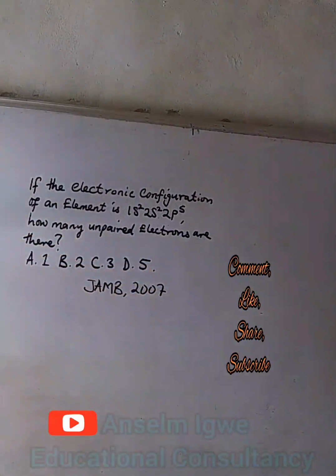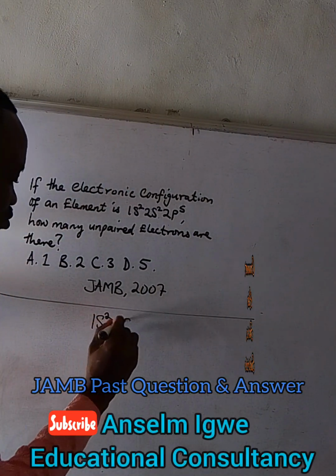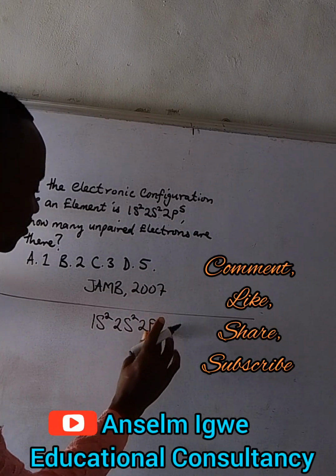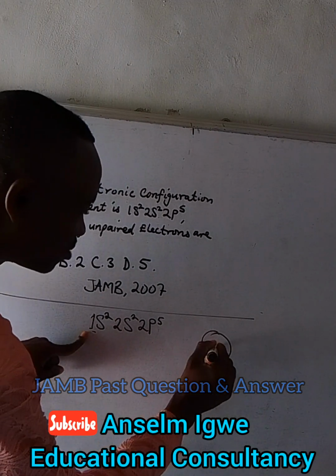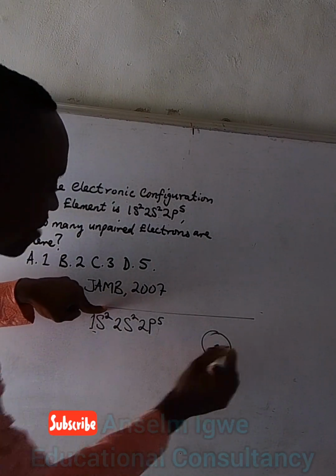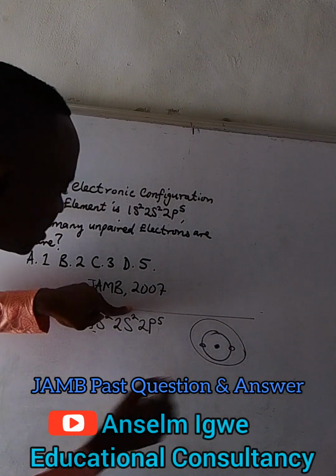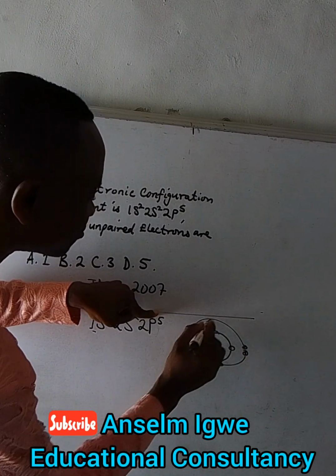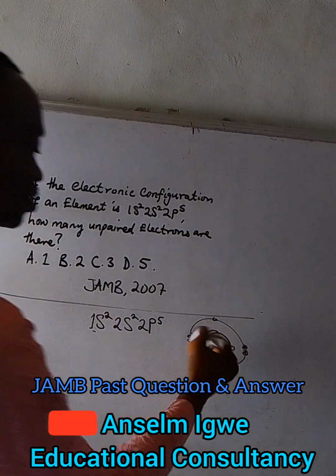Okay. The electronic configuration is 1s2, 2s2, 2p6, sorry, 2p5. The 1 here means first shell, like this. This is the nucleus, first shell. The 2 here means 2 electrons. This 2 at the back means second shell, 2 electrons in pairs, then 5 electrons. You see it? So this is the atom showing 2 shells.